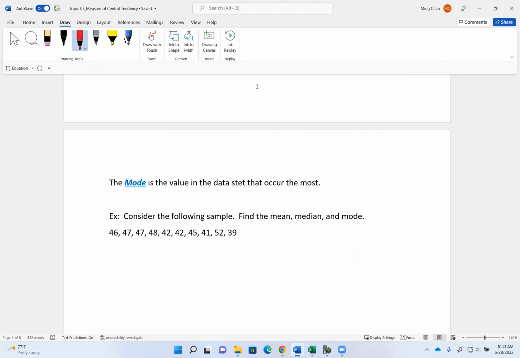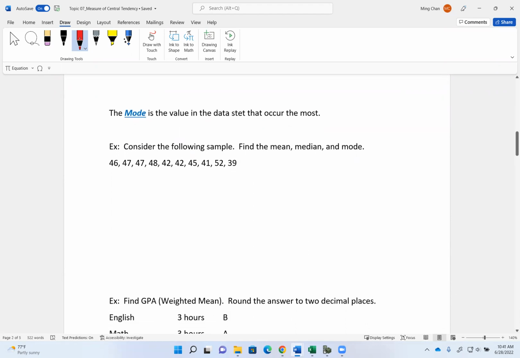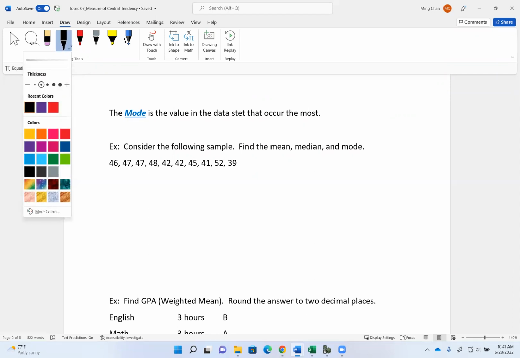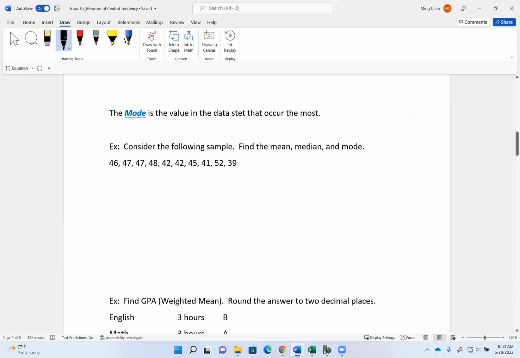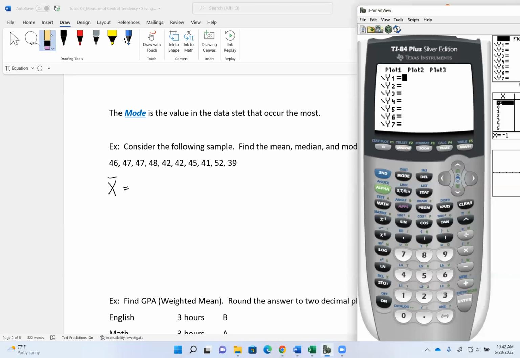All right, let's find some mean, median, and mode. Here I'm going to do it the old traditional way. I'm going to add them all up, then divide by how many I added. So my x bar, my sample mean, is 46 plus 46. You know what? I'm not going to write all that. I'm just going to put it in a calculator.